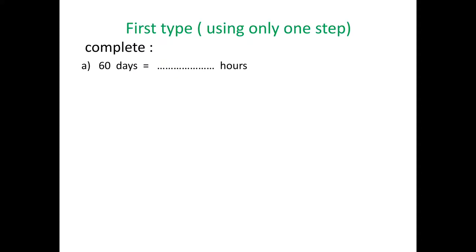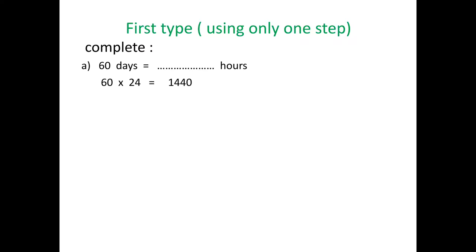Now the second question, which number will you use? Ask yourself, what is the relation between days and hours? I know that there are 24 hours in a day. So the number that I will use is 24. So I decided that I will multiply and the number is 24. So I will multiply the 60 by 24.